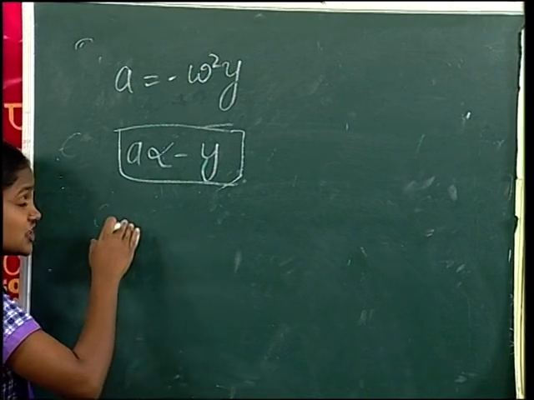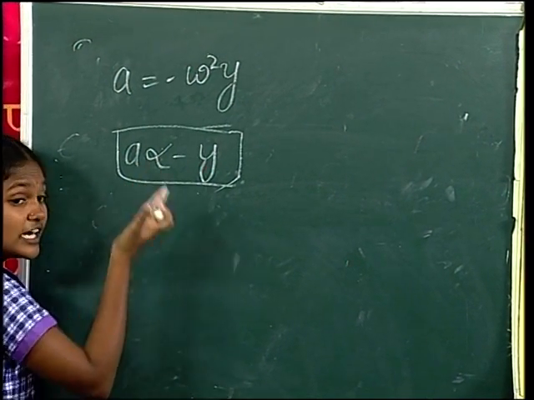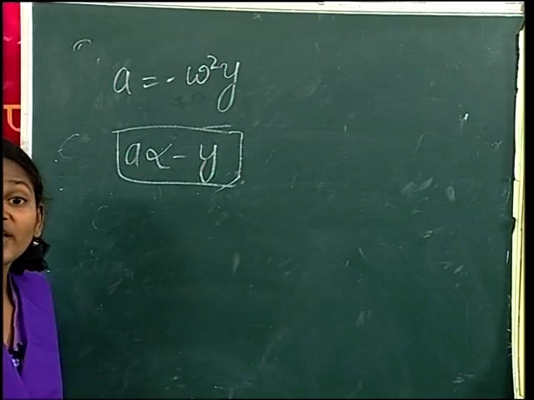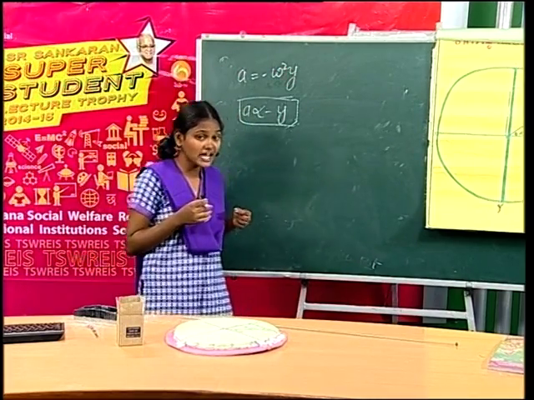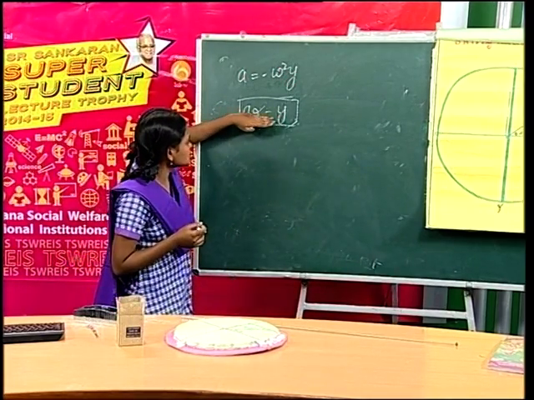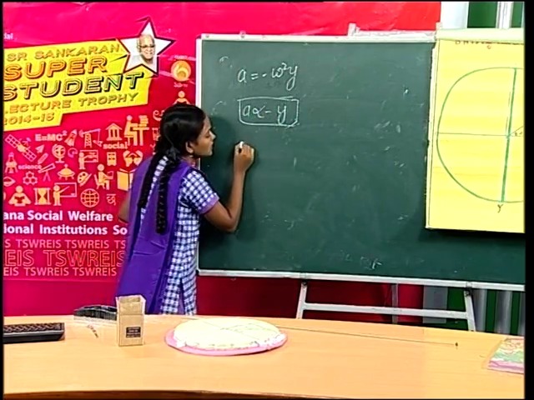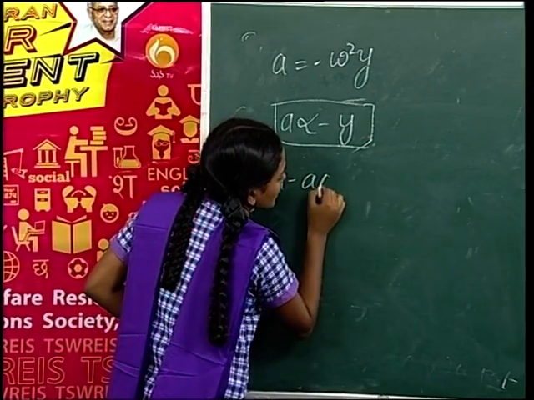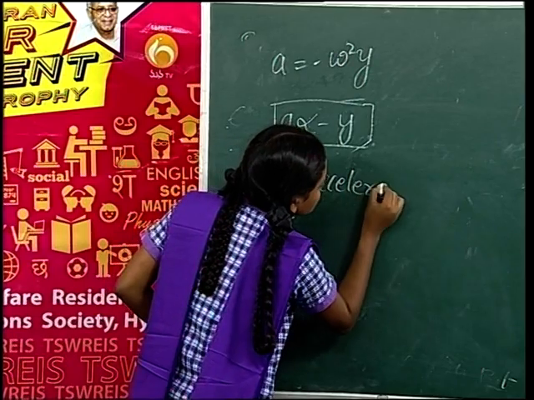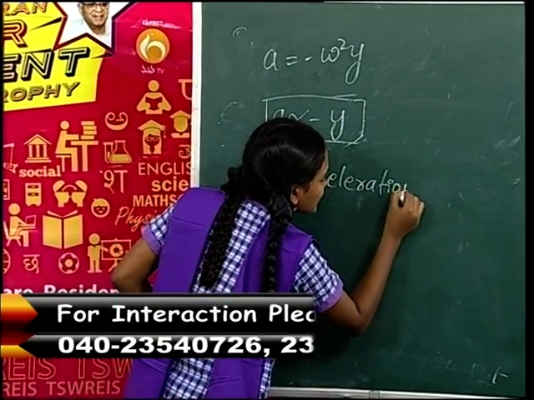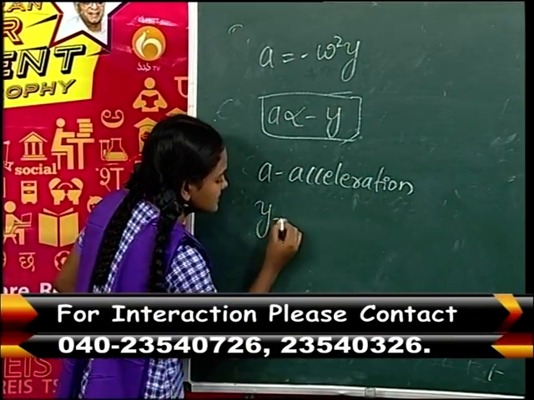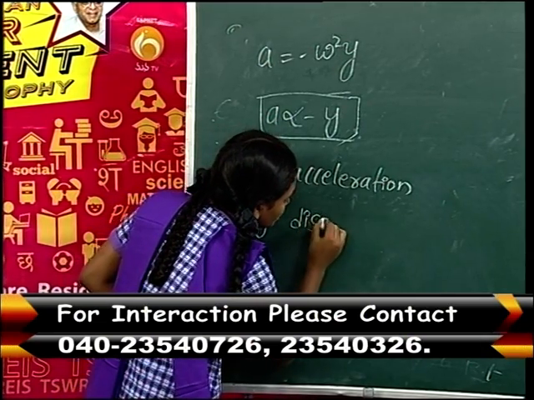The acceleration is directly proportional to the displacement. When the displacement is in the opposite direction, then its acceleration is directly proportional to displacement. Here A is acceleration, and Y is displacement.